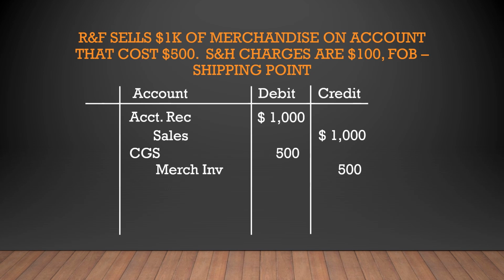How would the same transaction be recorded if the shipping terms were FOB shipping point? The first two entries wouldn't change at all. But how would we record the delivery charges if we are R&F Bicycles? The answer is we don't. With FOB shipping point, the buyer is responsible for paying for delivery, so the seller doesn't have to do anything.